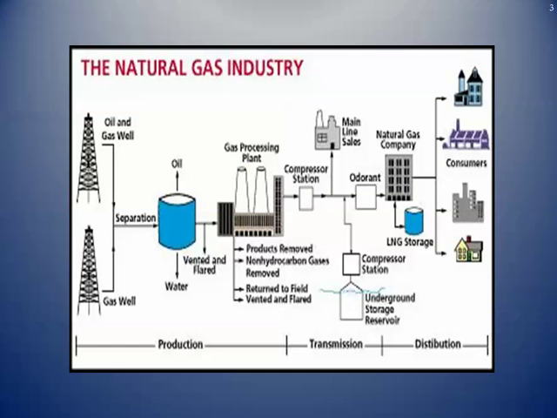Here's a schematic just showing the overall industry and the different paths that the natural gas goes through. You can see you've got the gas well. You're going to have separation between oil, water, natural gas. It's going to go through gas processing plants. There are some opportunities for storage here, and then ultimately it's going to get to the end users.